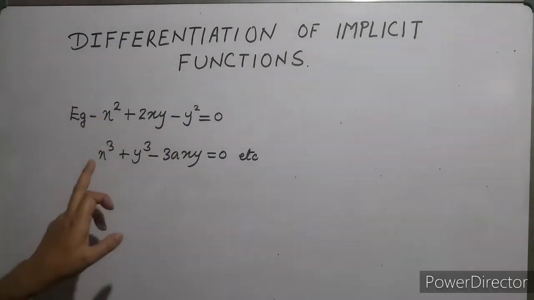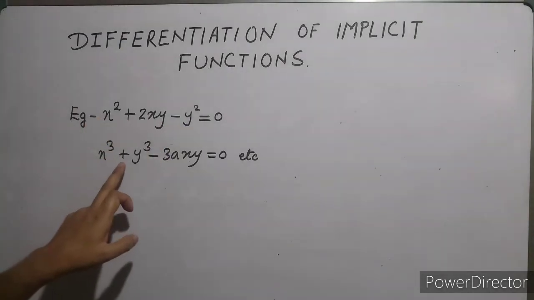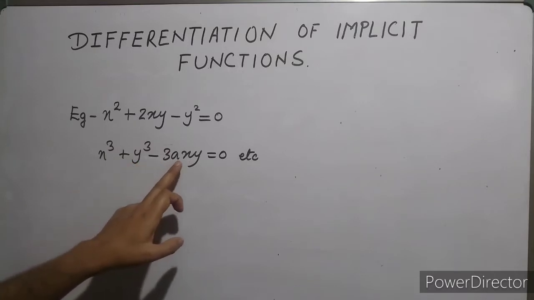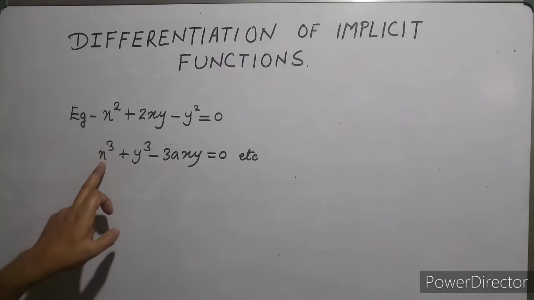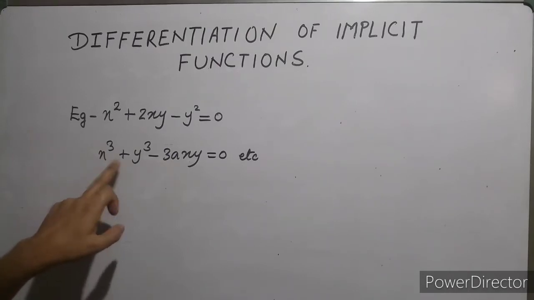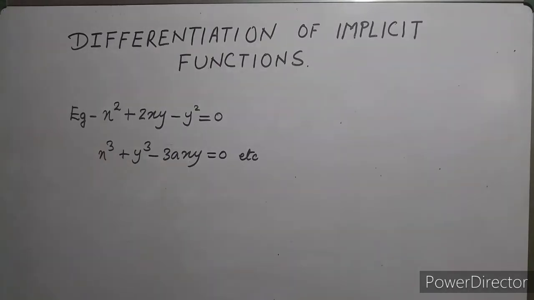Similarly, in another equation you'll get x cube plus y cube minus 3axy equals to 0. This 3 is constant. In this equation also x is a variable, y is also a variable, and x is independent, y is the dependent variable in case of implicit function. If x is independent and y is dependent, then you have to differentiate this equation with respect to x, then find dy by dx.